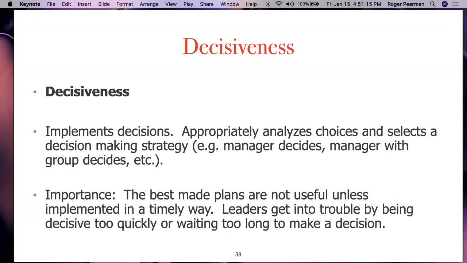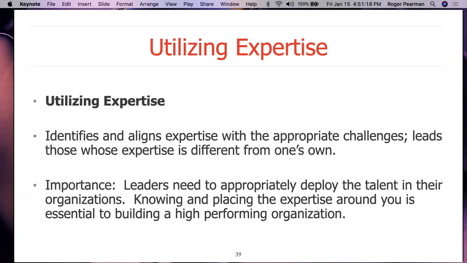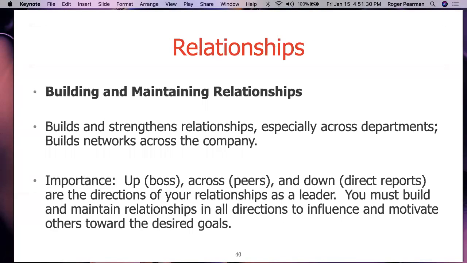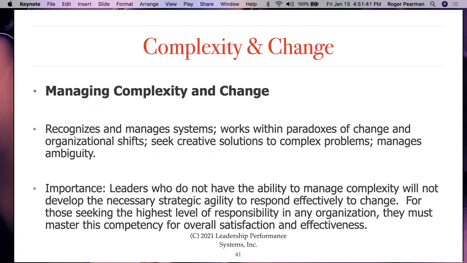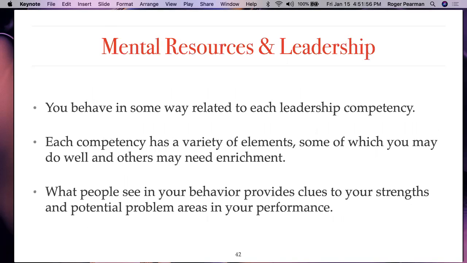And there are questions that cover the strategies that are used to make good decisions. Utilizing expertise has to do with utilizing your own expertise as a leader as well as the expertise of others. We know that that's important for leaders. Maintaining and building relationships is quite vital and quite important throughout an organization and across departments. And finally, managing complexity and change is just an absolutely essential competency today in working with an array of systems and dealing with the paradoxes that occur in everyday organizational life.